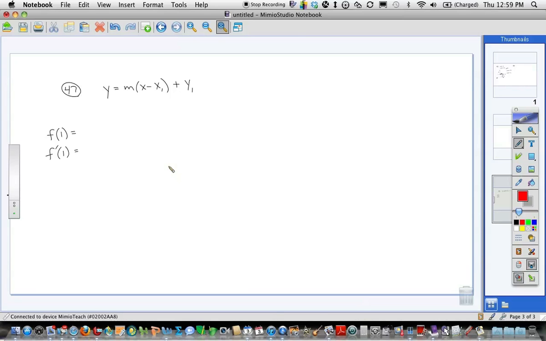So, luckily, they told me f of 1 is 5. That was nice of them. They don't always do that. Sometimes we have to find it ourselves. And now we have to find the slope of the f graph at 1. Now, this will come in a variety of different scenarios.